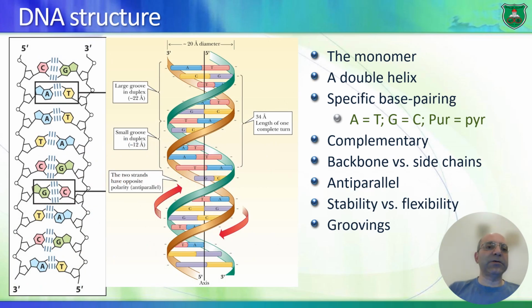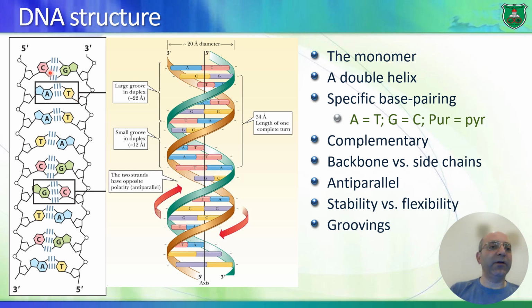So DNA is a polymer. It's made of four monomers that are different from each other by the bases that they are made of. So you have cytosine, designated as C, guanine, designated as G, thymine, T, and adenine, A. Adenine and guanine are purines. Cytosine and thymine are pyrimidines.